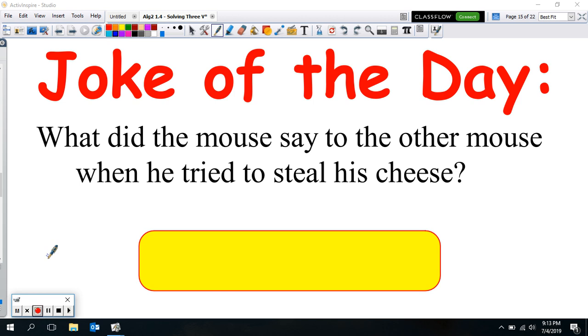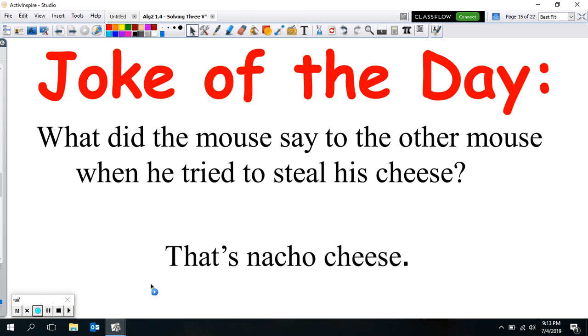But before we do that, let's go ahead and look at our joke of the day. What did the mouse say to the other mouse when he tried to steal his cheese? You guys have heard this one. He said, "That's not your cheese."